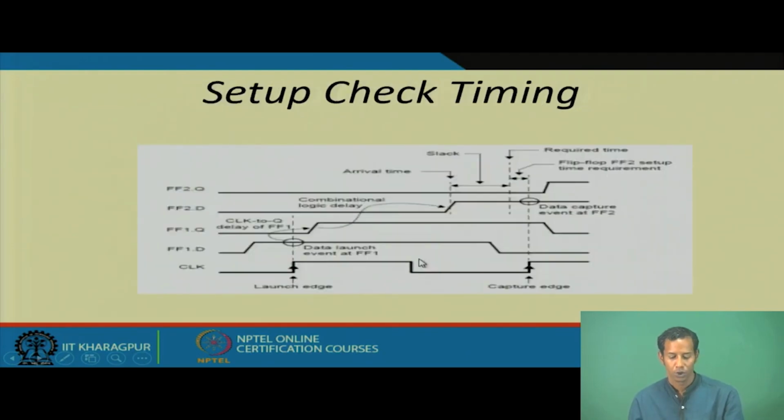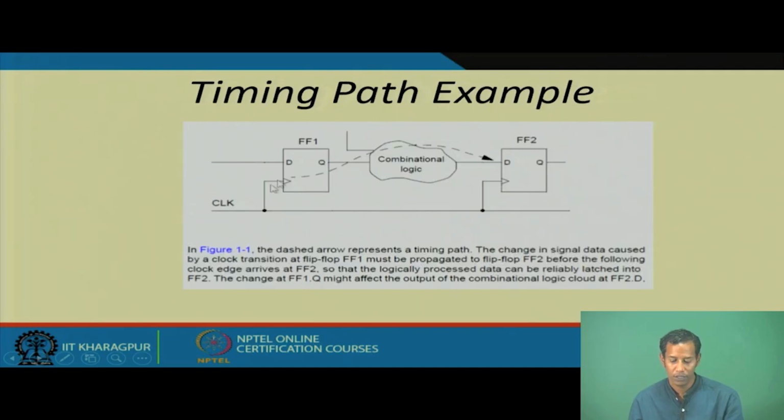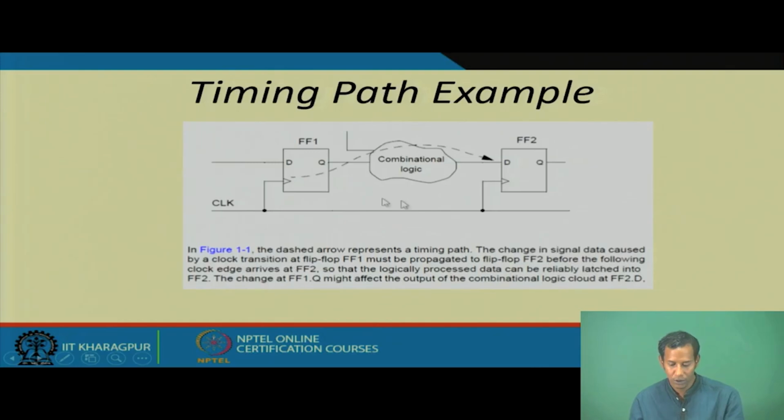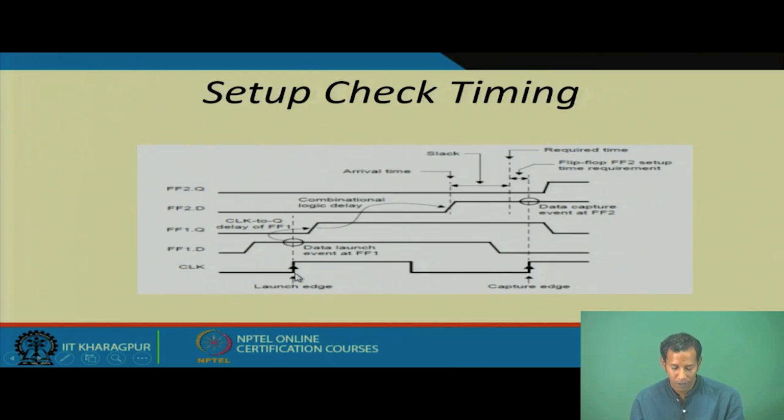Okay. So, suppose this is flip flop 1, this is flip flop 2, and in between we have some combinational logic, and both the clocks are driven by one single clock pin. At that time, how do we do the setup timing check? This is my clock source.